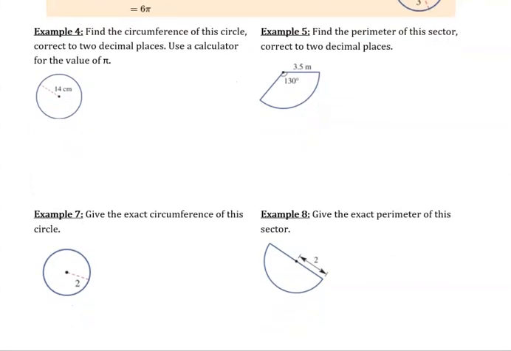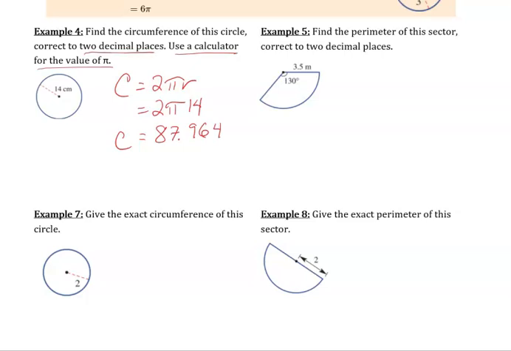Find the circumference of this circle correct to 2 decimal places. So circumference, in this case I have a radius, so I'm going to use 2 pi r. 2 times pi, and in this case I'm going to use a calculator for the value of pi because it tells me to, and I'm going to put my radius in there. So my circumference comes out to, when I use a calculator, 87.964 and so on, but I know I'm only supposed to go to 2 decimal places.